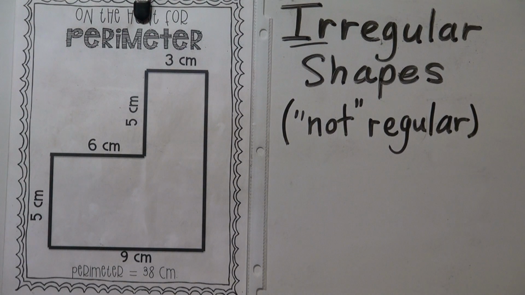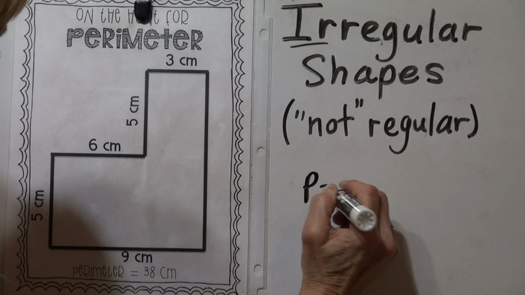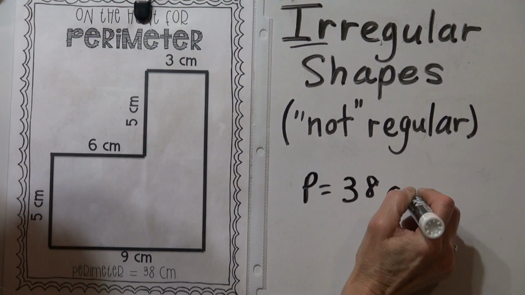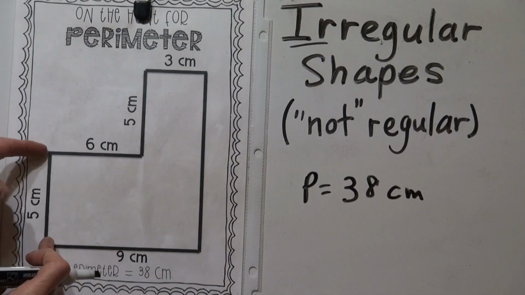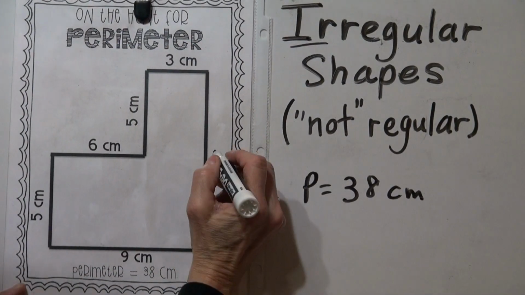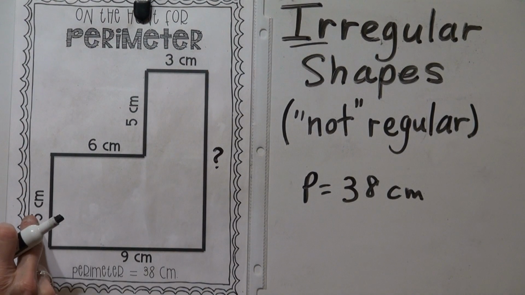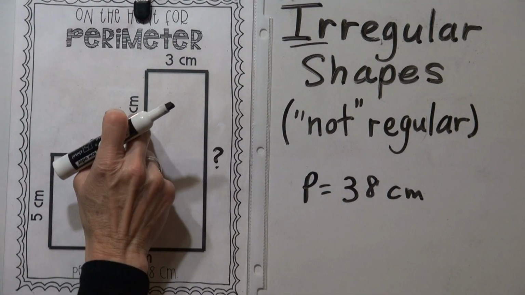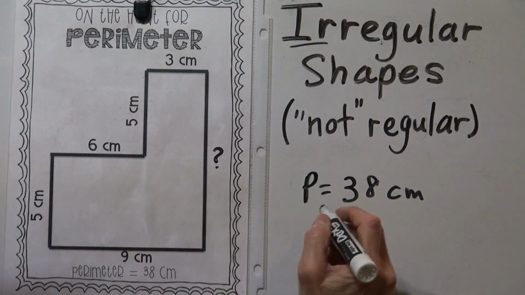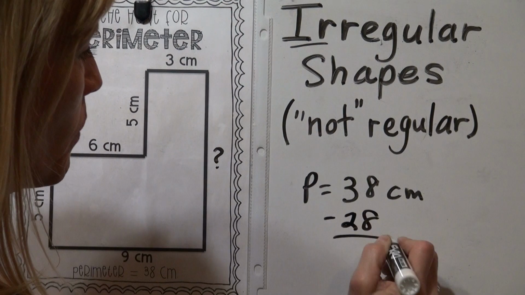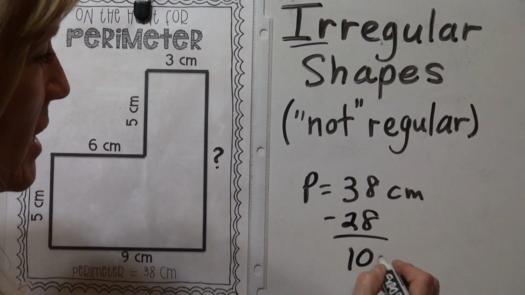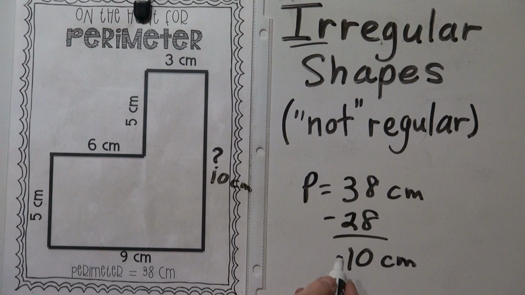Now, the second way we can do it is take what we already know that the total is. Perimeter equals 38 centimeters. So let's subtract what we already know, and whatever is left will be our missing side. 9 plus 5 is 14. 14 plus 6 is 20. 25, 26, 27, 28. So let's say take out 28 centimeters. That leaves us with 10. Yep, that's what we got before. So that is still another way that works. You can choose however you want to do it.